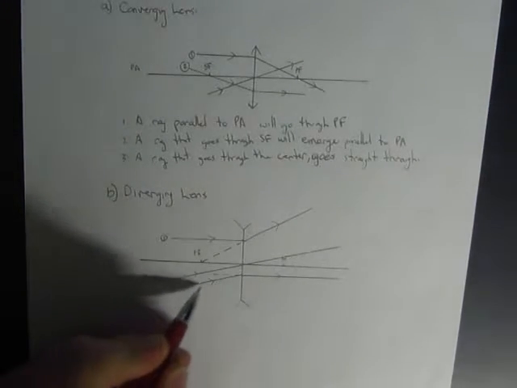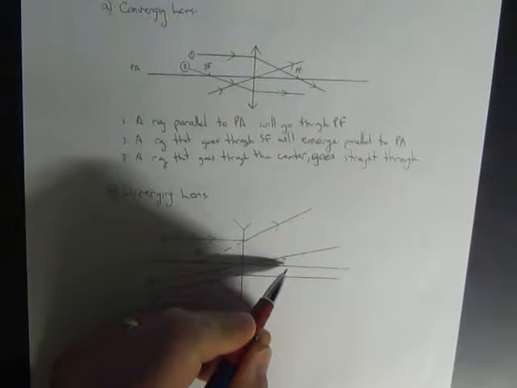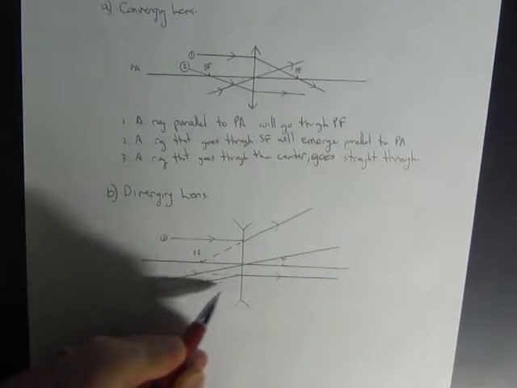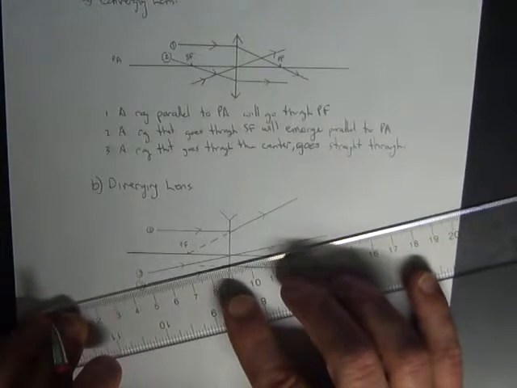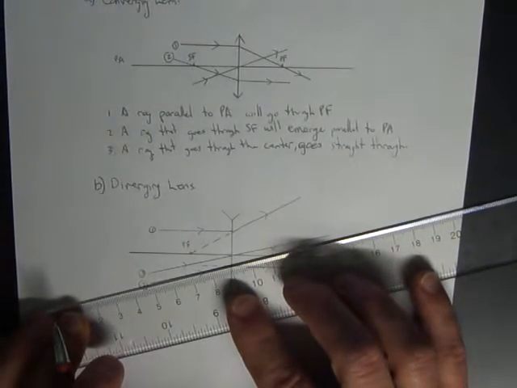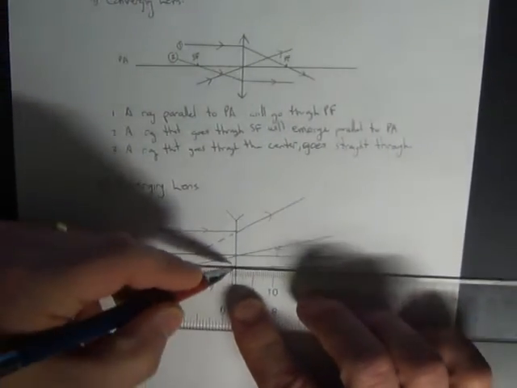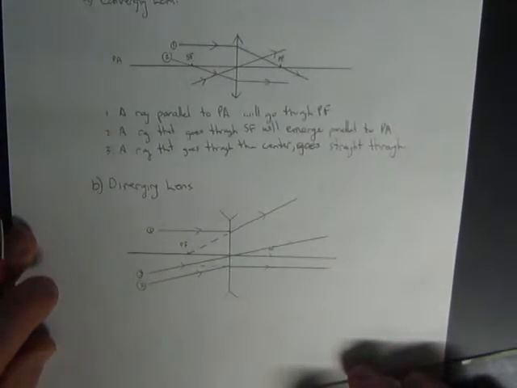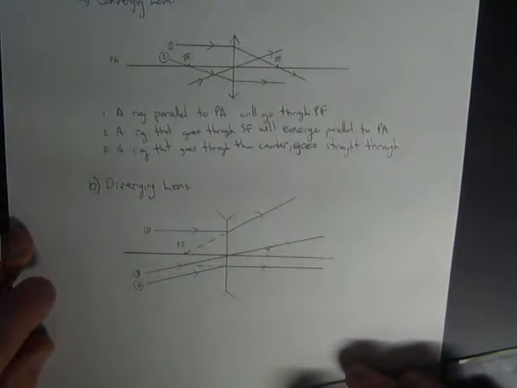That second one is a ray that appears to go through SF. Is that what you're looking at, Jacqueline? That number 2 ray? Yeah. So I line up my ruler with SF. But then I don't have it go straight through. I have it stop and come out parallel. All right?